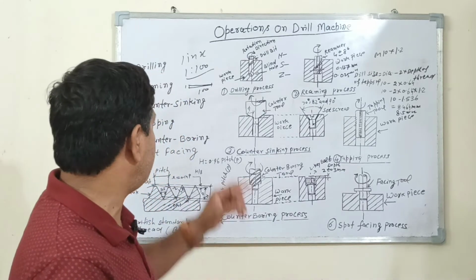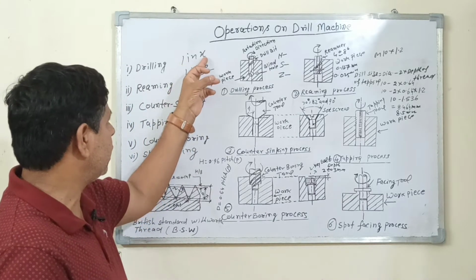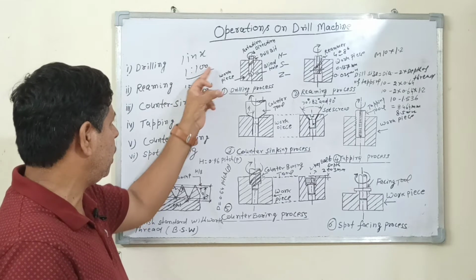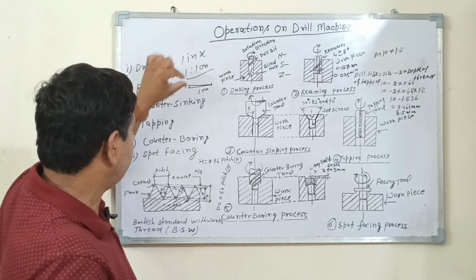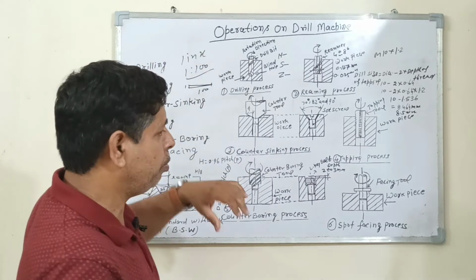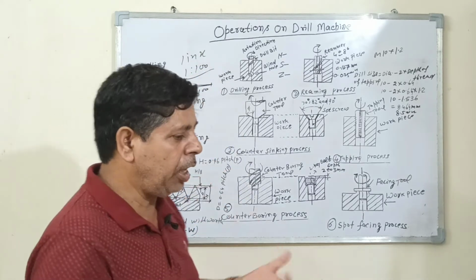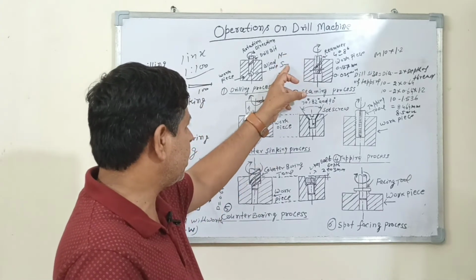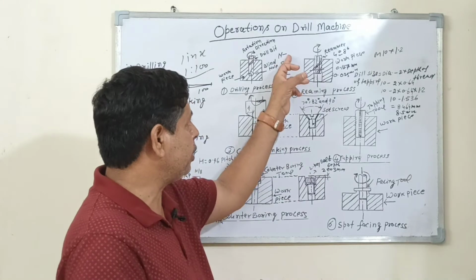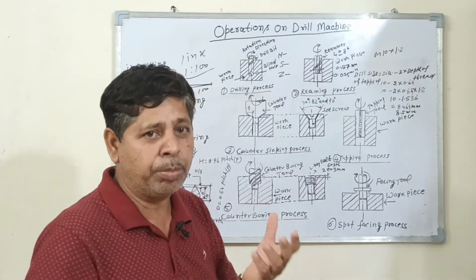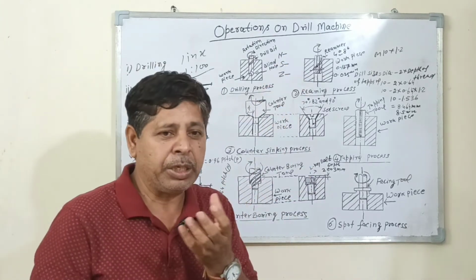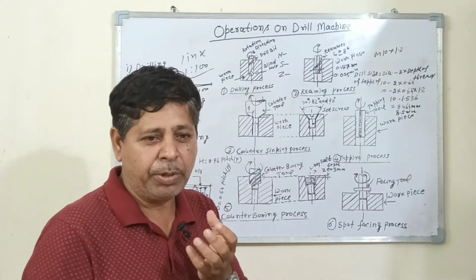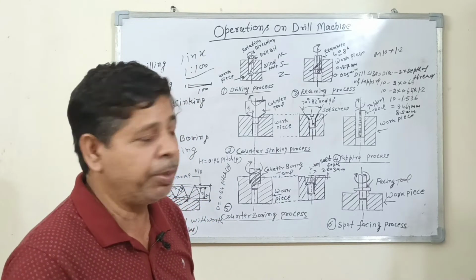Morse taper is written in this form 1 in X, so 1 in 100, 1:100. A 100 ratio means that for a length of 100, the height is 1 mm. So write the Morse taper in this way. Drills are used in the market in 3 types: N type, S type and Z type. N type is used for normal material. S is for soft material like cast iron and aluminum. Z type drills are generally used for hard material.